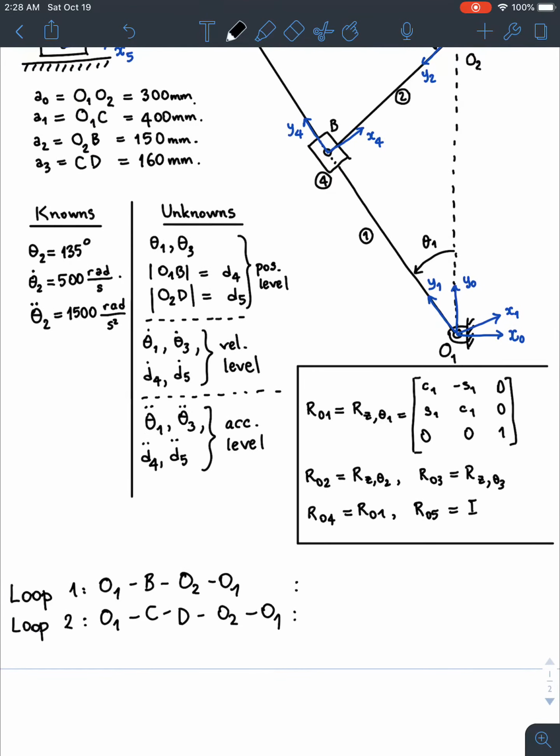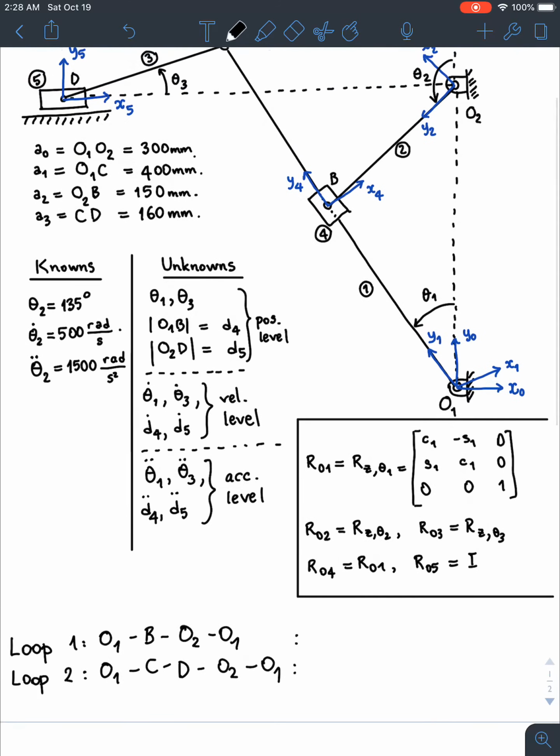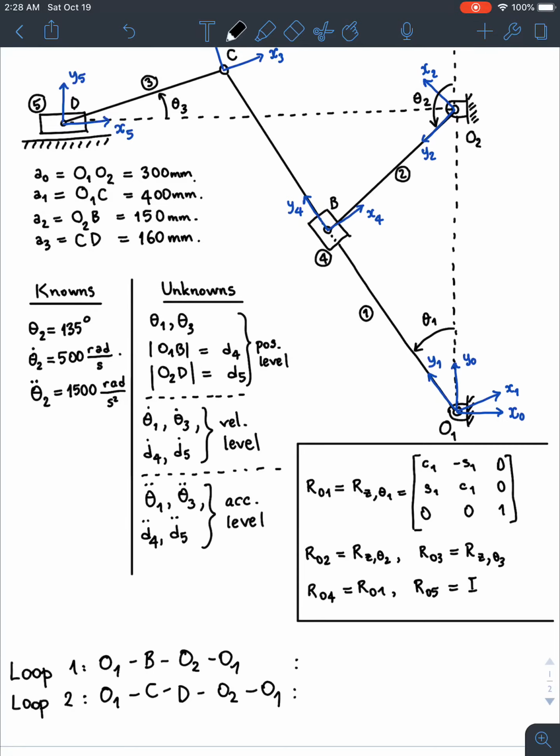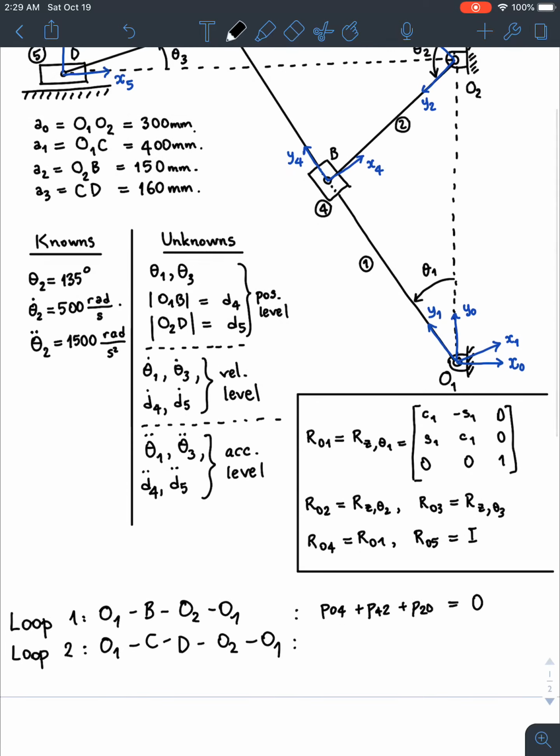And in terms of position vectors between frames, we could express these as, let's look at loop 1. Position vector from O1 to B is the position vector from the origin of the 0th frame to the origin of the 4th frame. Position vector from B to O2 is equal to the position vector from the origin of the 4th frame to the origin of the 2nd frame, plus the position vector from O2 to O1, which is from the origin of the 2nd frame to the origin of the 0th frame, and this is equal to 0. This is the first loop equation.